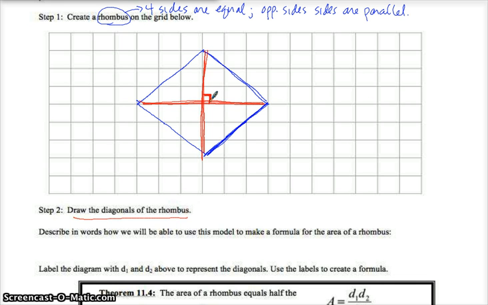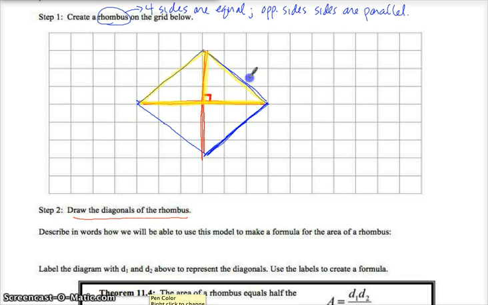Well, look at that. Look at what you have here. You have a triangle, 2 triangles in fact, right? And the base of the triangle is 1 diagonal, and the height of the triangle is half of the other diagonal. So what would we get there? Ooh, that's interesting.